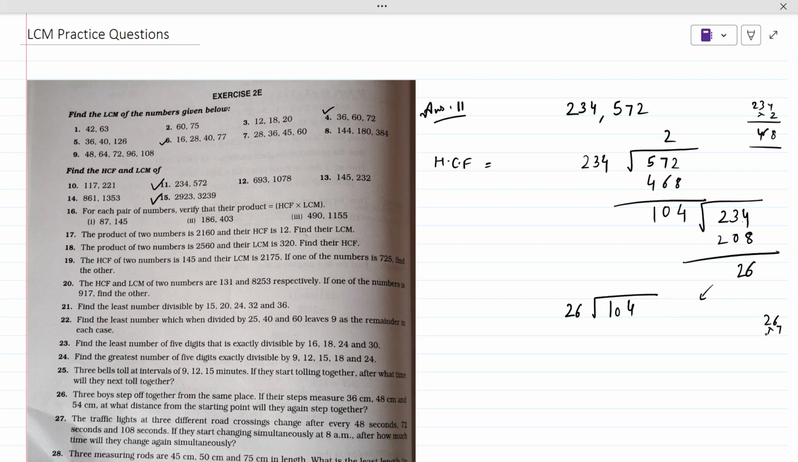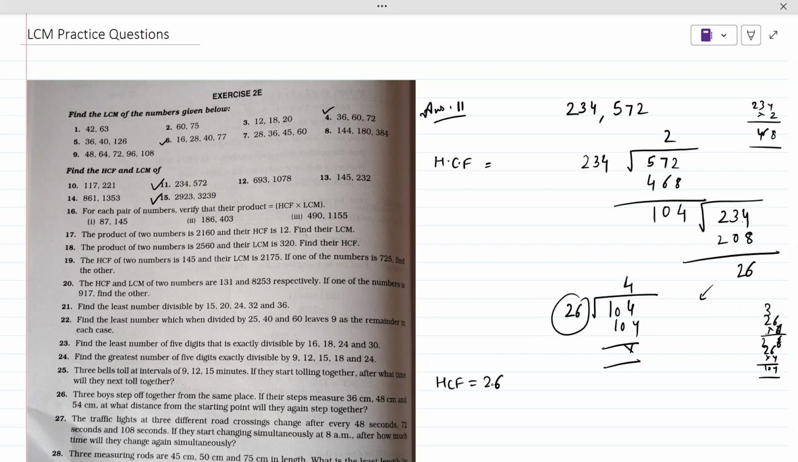Now let me do it with 7. No. So 6, 36, 15. Not this also. 4. Right. This is the exact match with 4. So that means our HCF is 26. So kids, we have HCF as 26 here.